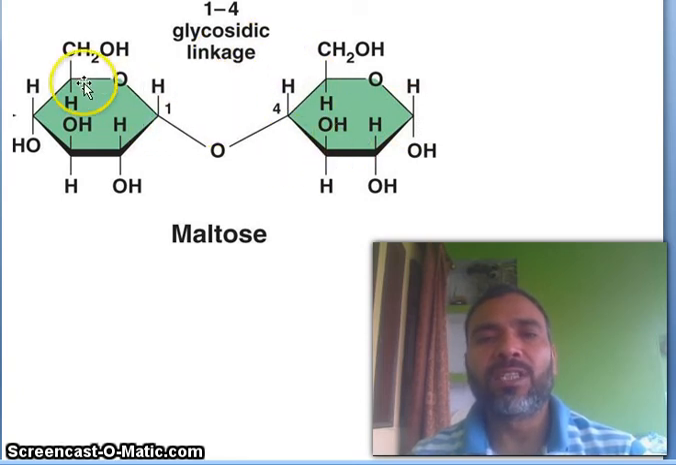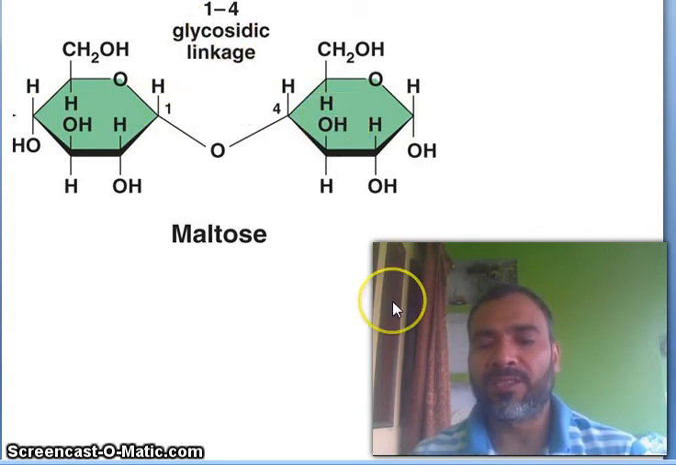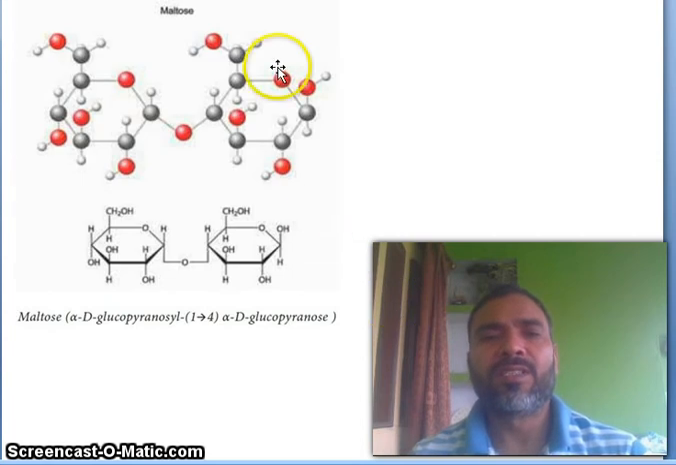This acetal and this hemi-acetal unit combine together through 1,4 glycosidic linkage. For objective examinations, it is very important that maltose contains 1,4 glycosidic linkage. Two monosaccharide units combine together through this linkage. Same, this is the molecular model. You can easily identify the orientations of the functional group bonds.